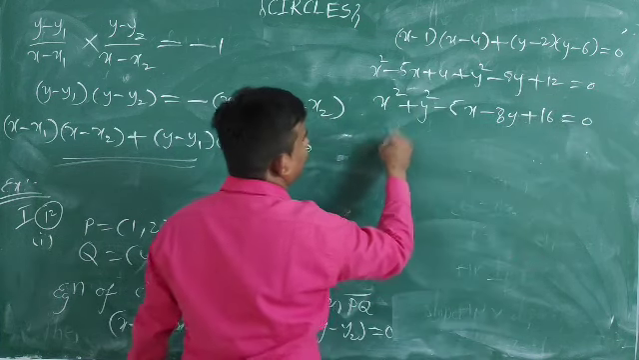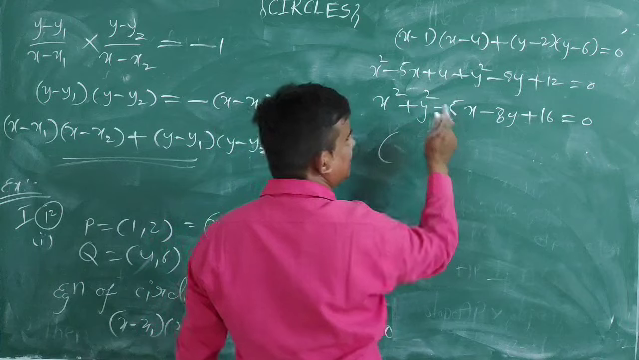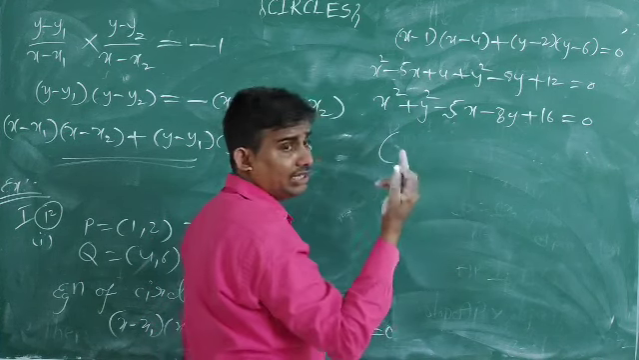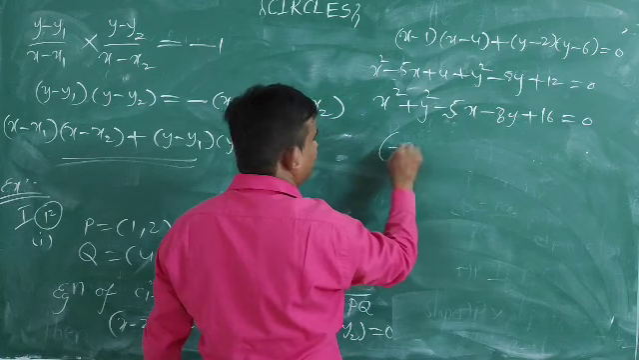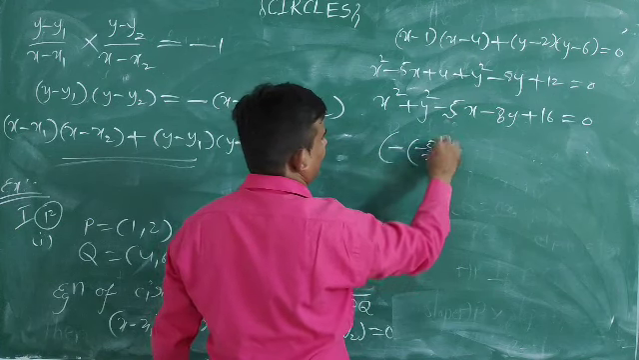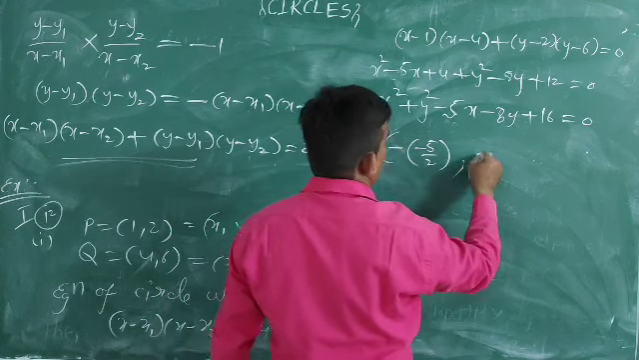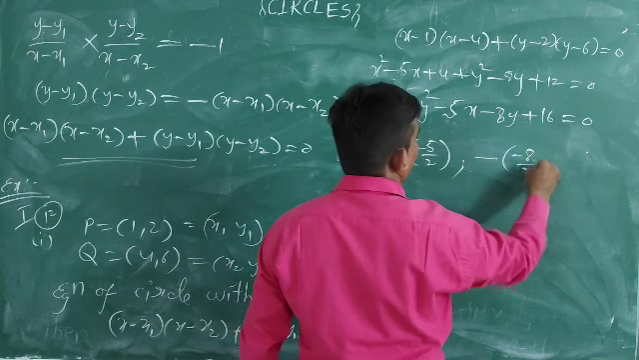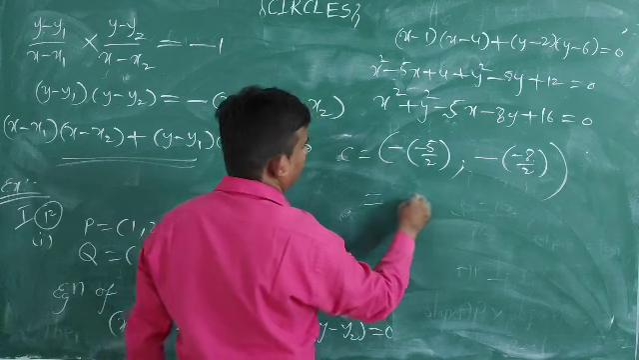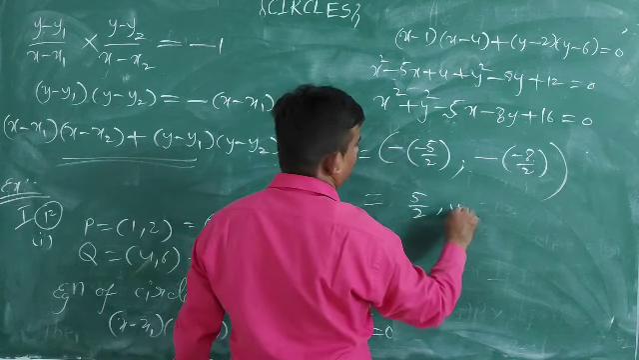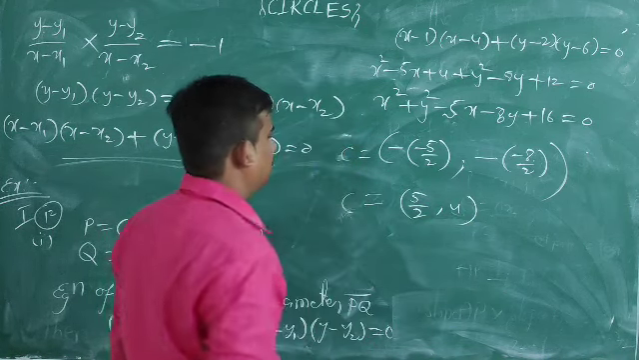So in this equation, its center will be equal to, it's very clear, half of the coefficients and their opposite: minus of minus 5 by 2, comma minus of minus 8 by 2. This is the center of the equation. So (5 by 2, 4) is the center of this circle.